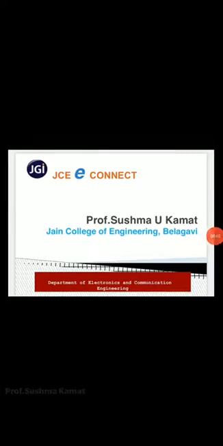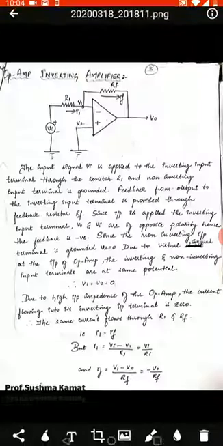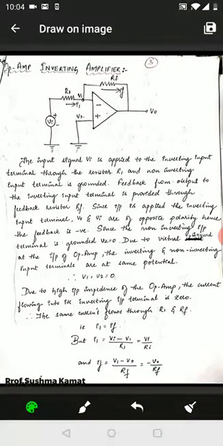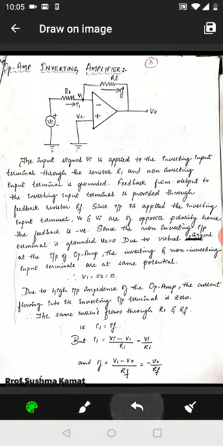Okay, now let us go to the next topic, op-amp inverting amplifier. The circuit diagram for the op-amp inverting amplifier looks like this. As I have told earlier, an op-amp has two input terminals. One is the inverting input terminal and the second one is the non-inverting input terminal. The inverting input terminal is negative and the non-inverting terminal is positive.